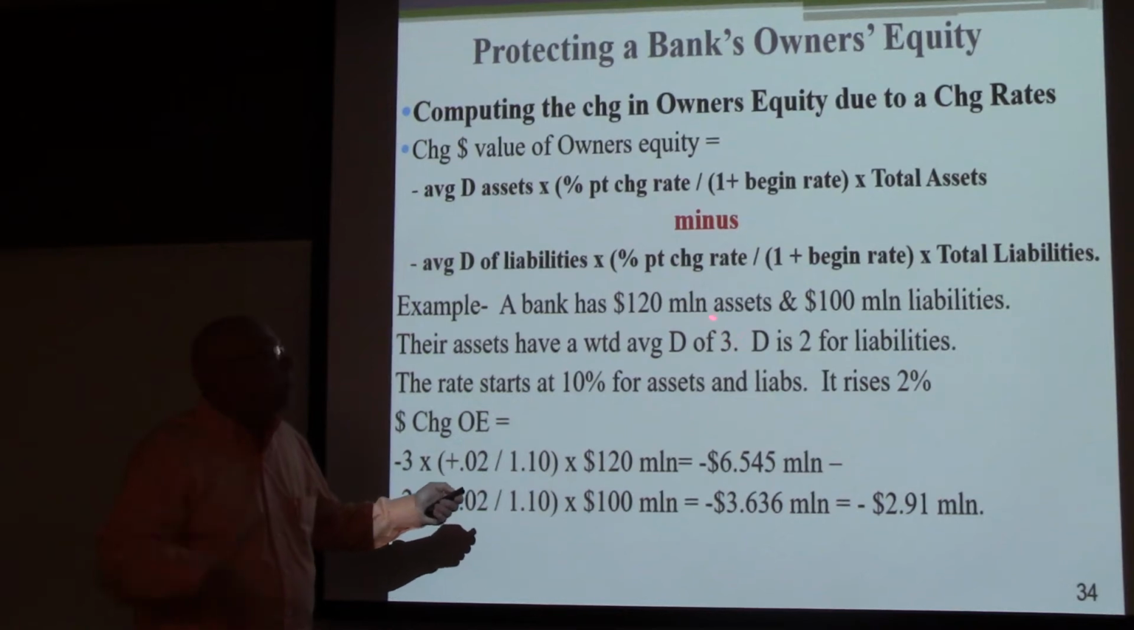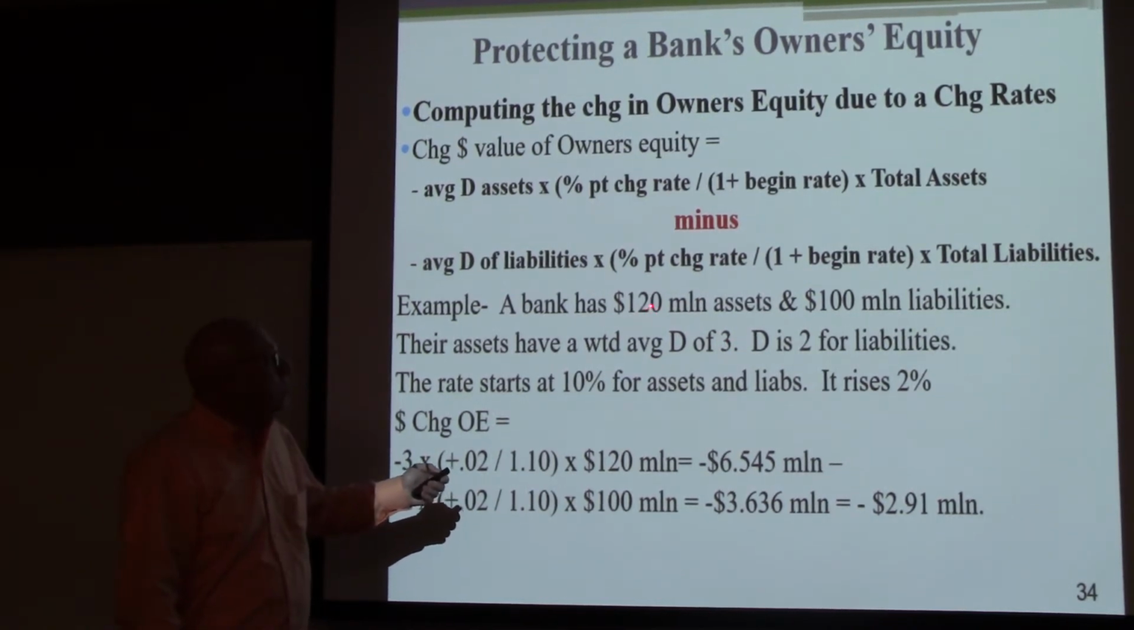Say every asset has a duration of 3. What if they have 3 assets? So 120 divided by 3 would mean 40 million each. What if they had 40 million that had a duration of 4, 40 million that had a duration of 3, and 40 million that had a duration of 2? What would the average duration be?